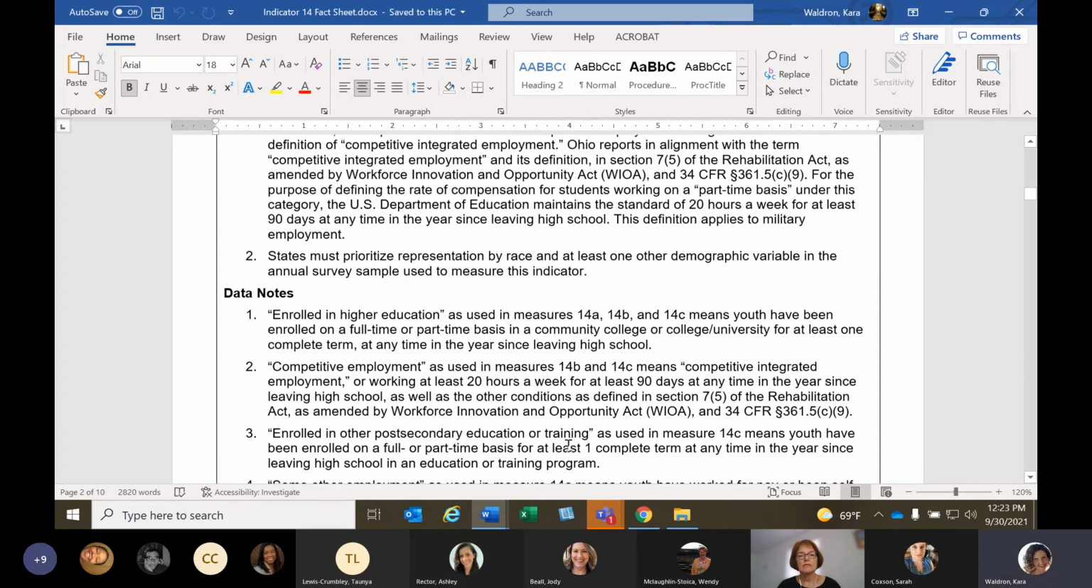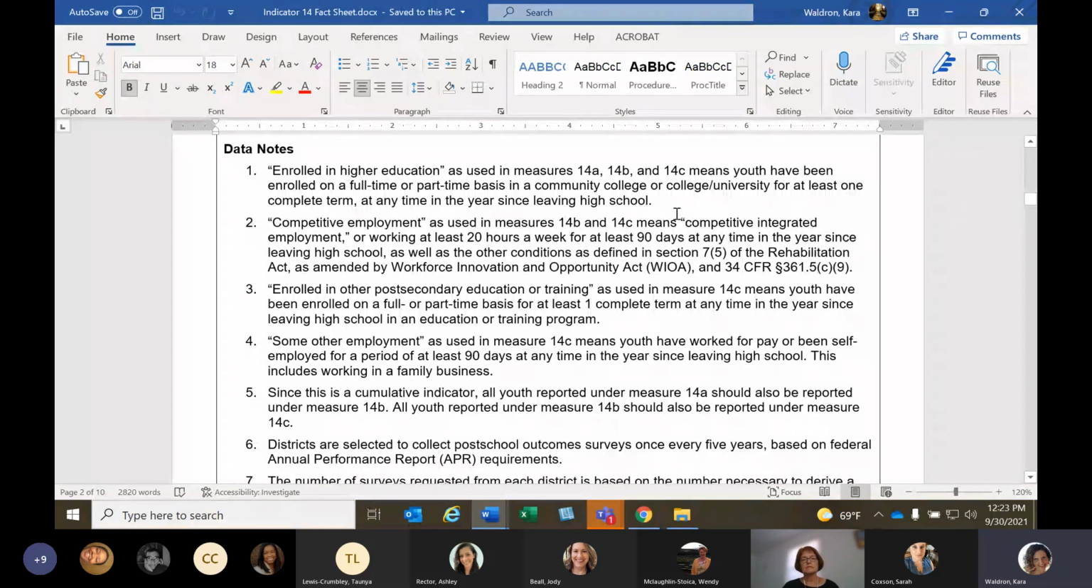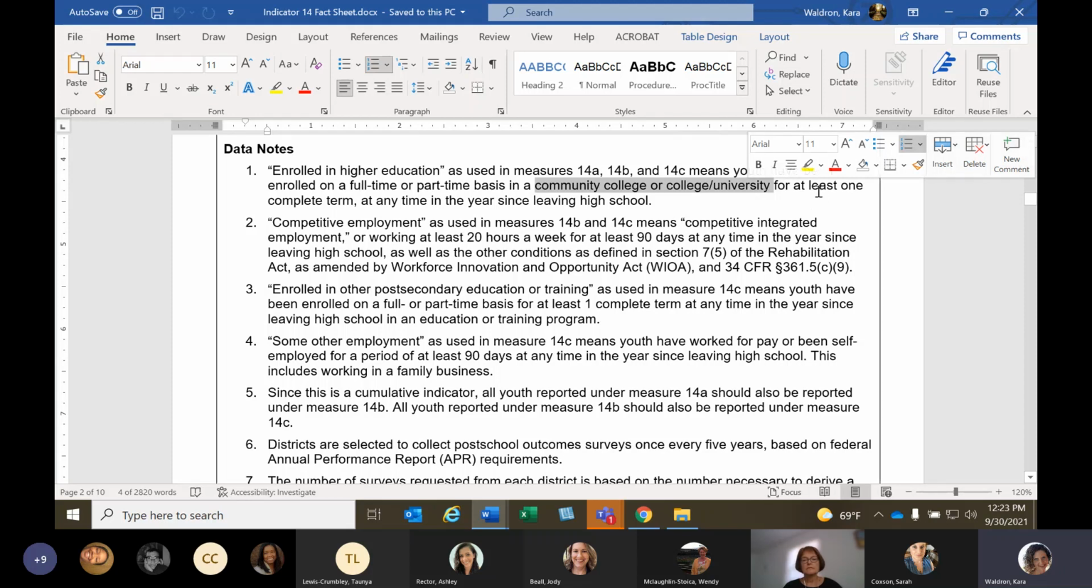So to note some terms, just so we're all on the same page about how these terms are defined. Enrolled in higher education means that they have to be enrolled on a full-time or part-time basis in a community college or a college or university for at least one complete term at any time since leaving high school.